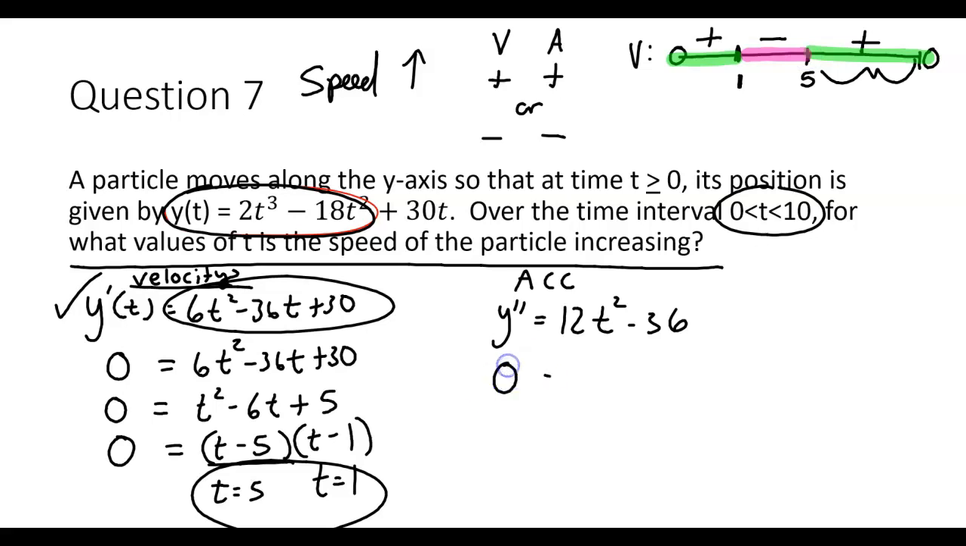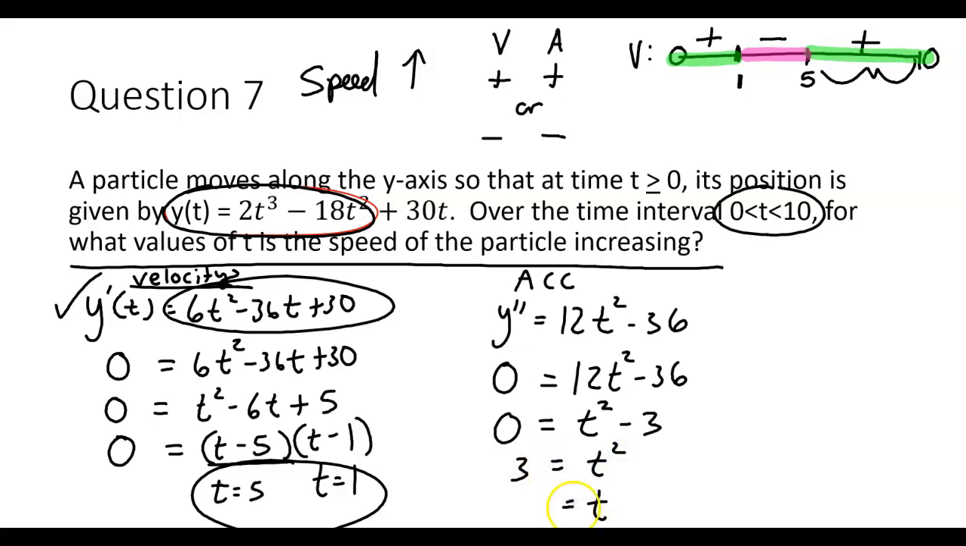All right. We're going to repeat this process now with acceleration. We're going to set this equal to 0. We're going to divide everything by 12 to make the numbers smaller. And then we're going to solve this. So I'm going to add 3 to the other side, and then take a square root. And you don't want to forget, when you take a square root, you get a plus and a minus.